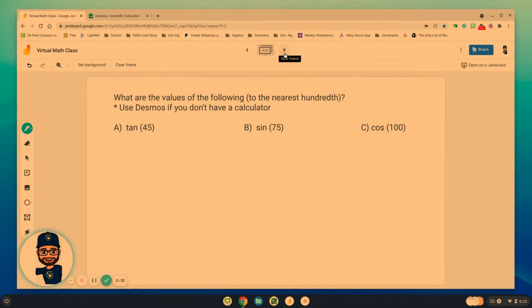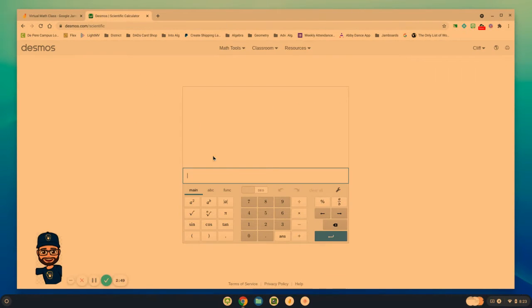Now, we also can look at these in terms of evaluating them. Okay, what are the values of the following to the nearest hundredth? You're probably going to have to use Desmos if you don't have a calculator for these. So let me show you the first one, the tangent of 45. When we are in Desmos, we want to make sure that it says DEG for degrees. If I accidentally clicked it, it was going to calculate it in something called radians, which is what we don't want. So we want the degree to be shown. Even if you're on your own calculator, make sure that it is in degree mode.